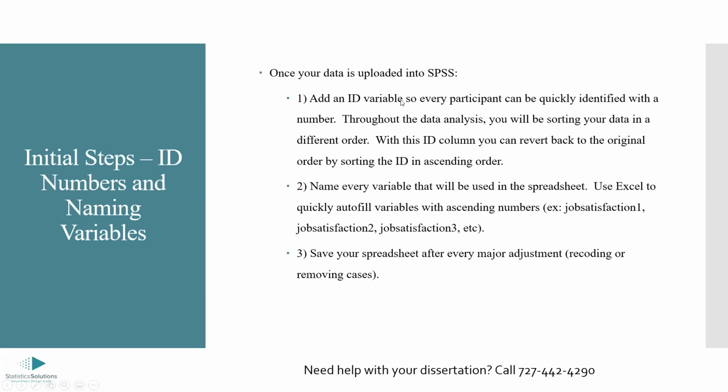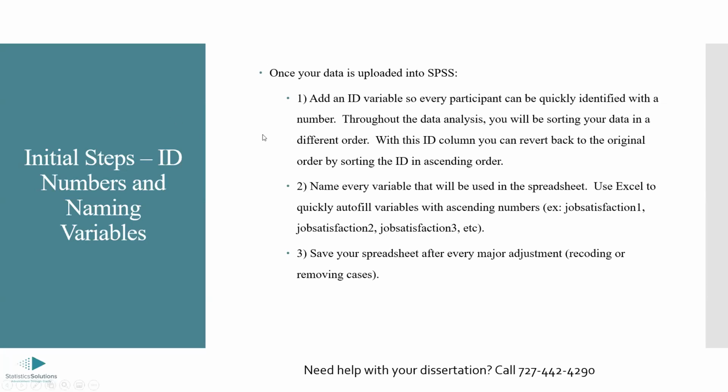And the first thing you want to do is add an ID variable so you can easily identify the participants in your sample. The reason for this is so you can keep a running record of who you may be deleting. You have a consistent ID number for every person. And usually you want to do it in ascending order, 1, 2, 3, 4, 100. So if for whatever reason you change the order of your spreadsheet, you can just sort that column in ascending order, and that will revert the spreadsheet back to its original format.